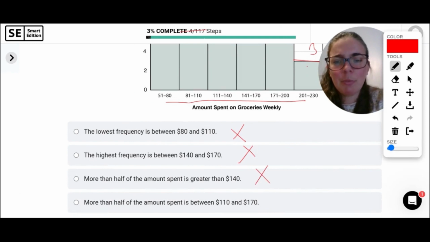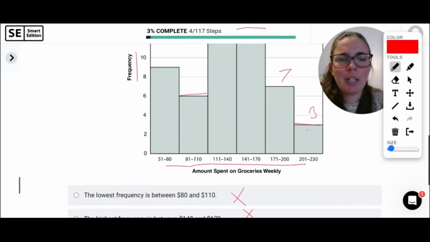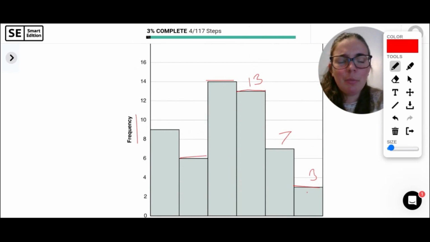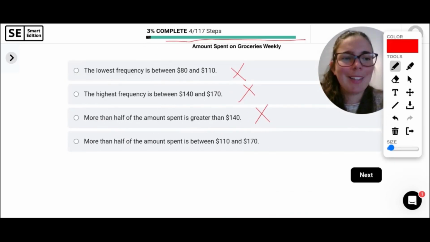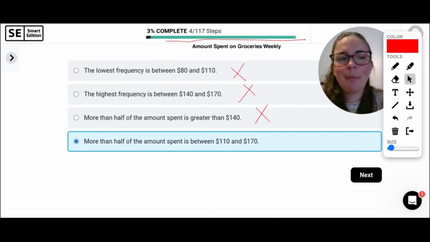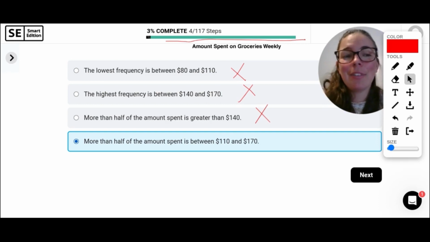So hopefully this last one works. More than half of the amount spent is between 110 and 170. So 13, and then this one is 14. 13 plus 14 is 27, which is more than half of the weeks in the year. So this one does work out to be option number 4. This is just process of elimination. Go through each answer for the question and see if it makes sense.